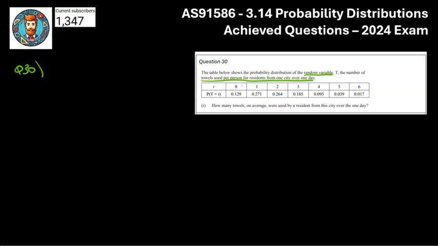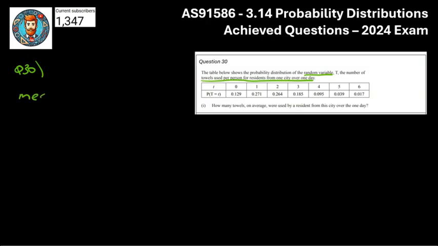So you've got the table here. That person there has used 0 towels, and the probability of that occurring was 0.129. These people over here used 3 towels, 6 towels over there. Hopefully you get the idea. The question is, how many on average were used over one day? Another way of saying this is, what's the mean number of towels people in the city have used over one day?